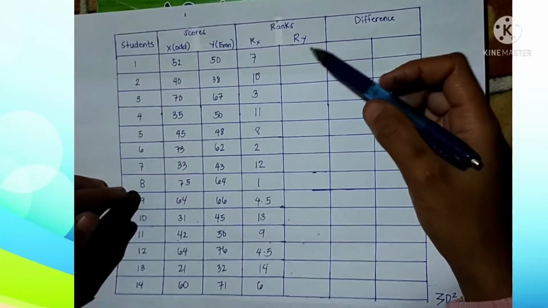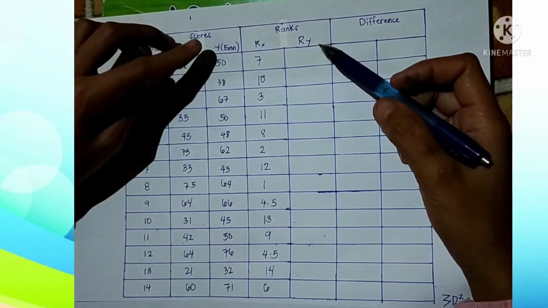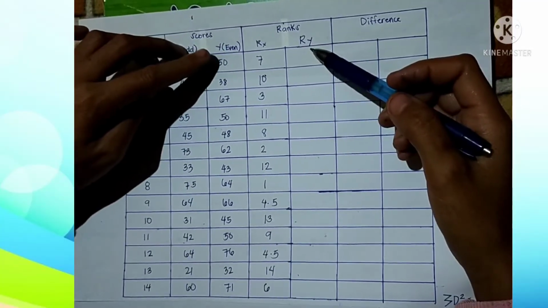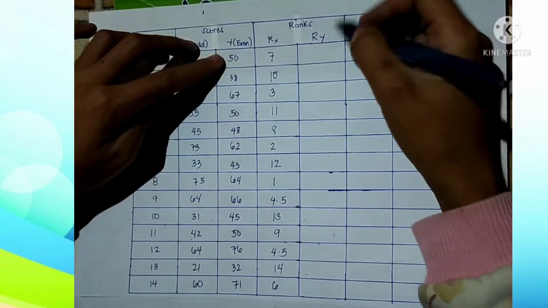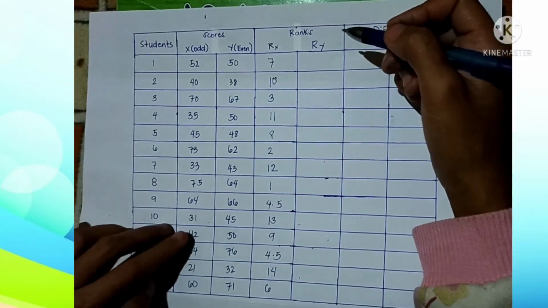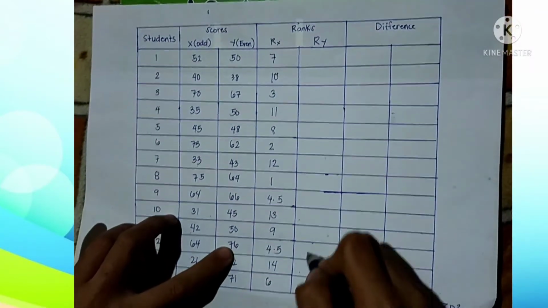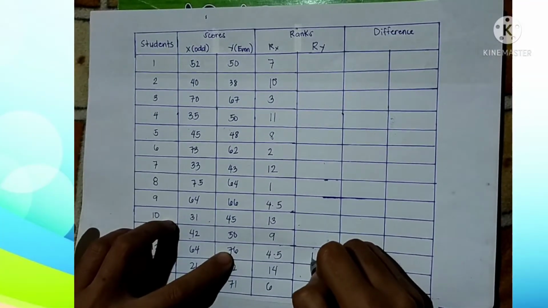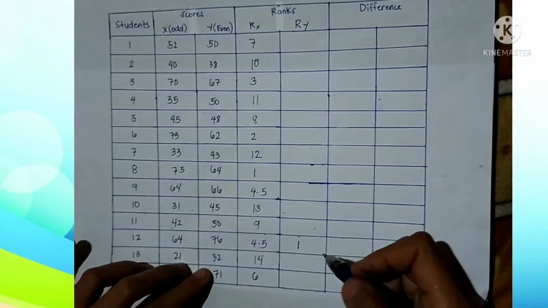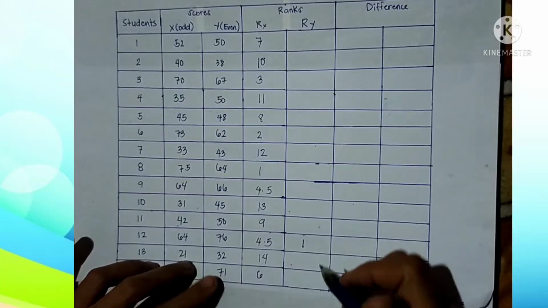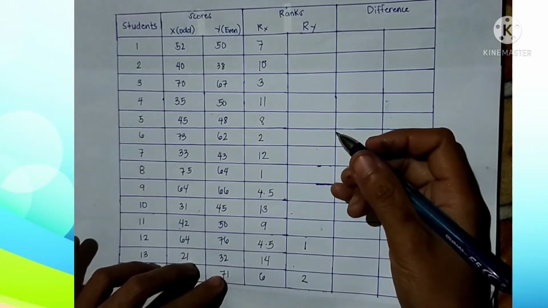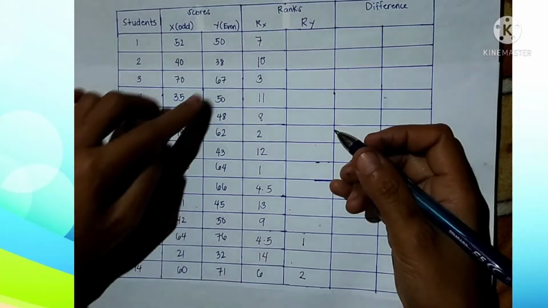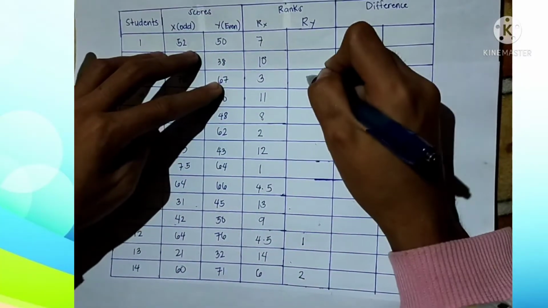So again, we're going to rank the highest number of even items, or the Y. So we're going to find the highest number, which is 76. We're going to rank 1. We're going to find the rank 2, which is 71. We're going to rank 2. Next is 67. We're going to rank 3.